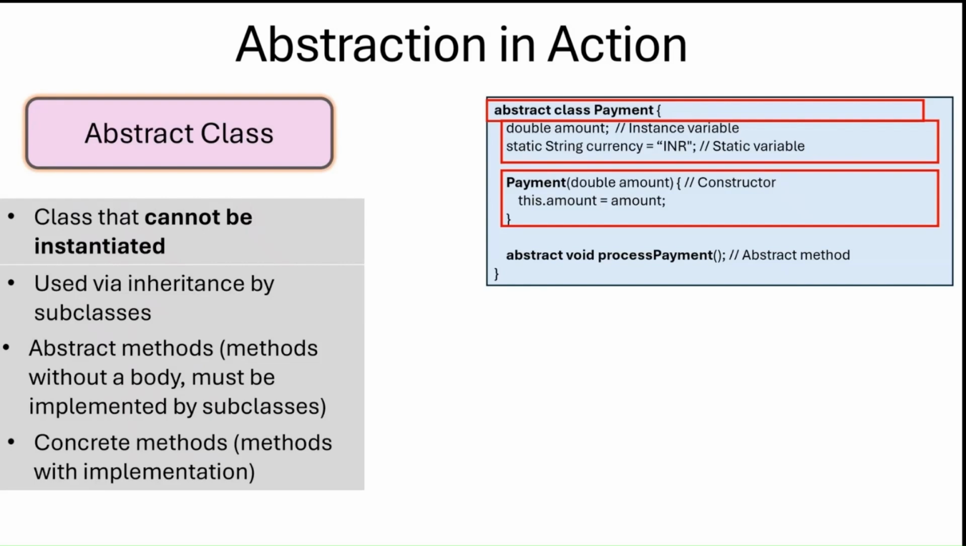Though we cannot create the object of an abstract class, the subclass that is inheriting that abstract class can call this constructor to initialize the variables which are defined in the abstract class. And this is the abstract method which we need to implement in a subclass. So it is forced to implement.